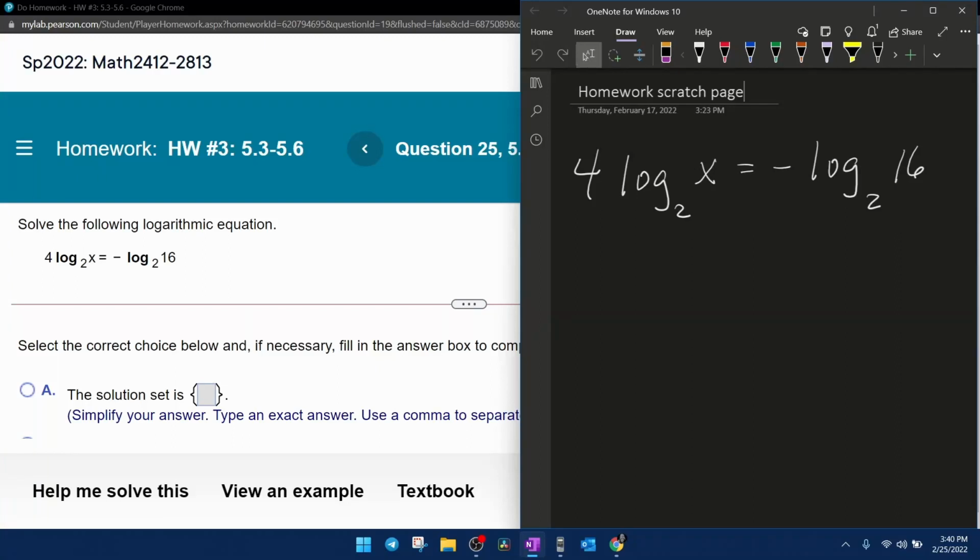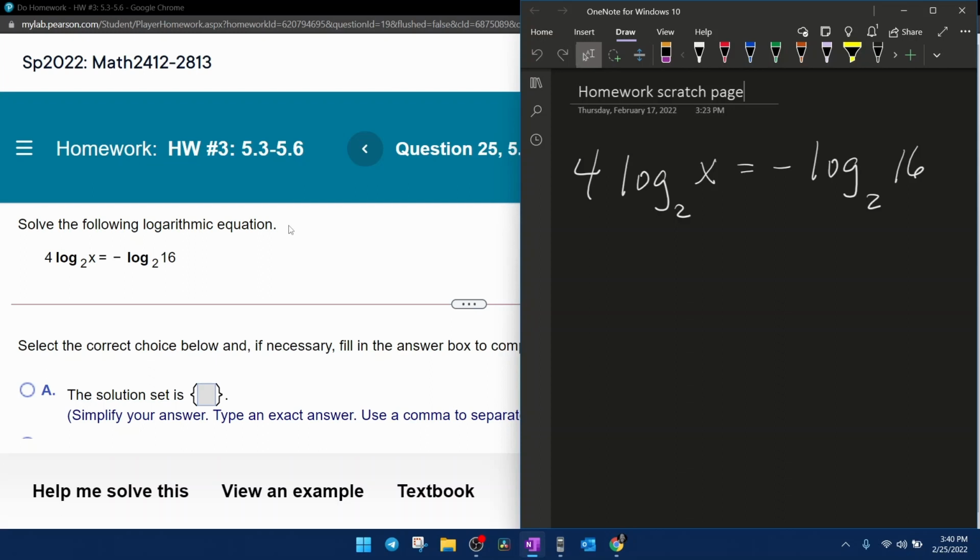Alright, here we go. Question 25 from our Precalculus, homework number 3. In MyLab Math, we have another log equation. But this time we have two logarithms. But fortunately, there is no other term that doesn't have a log. So this one is going to be fairly straightforward.